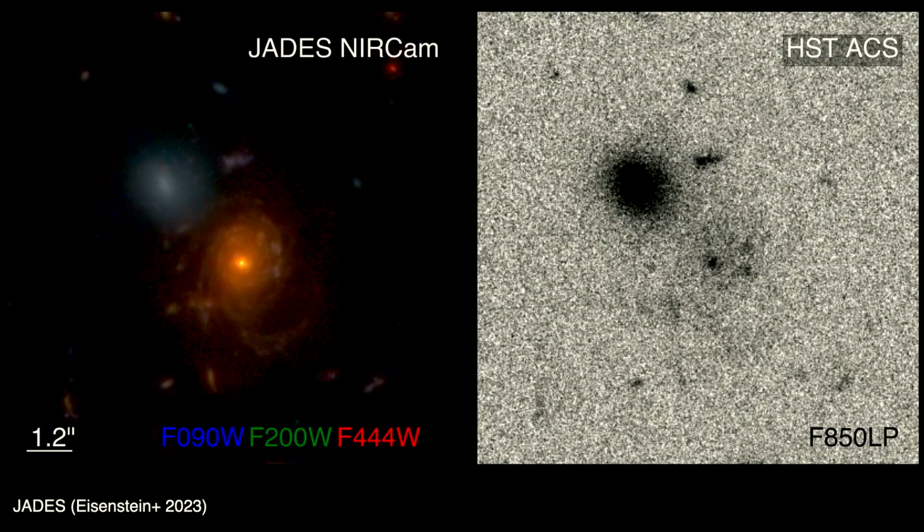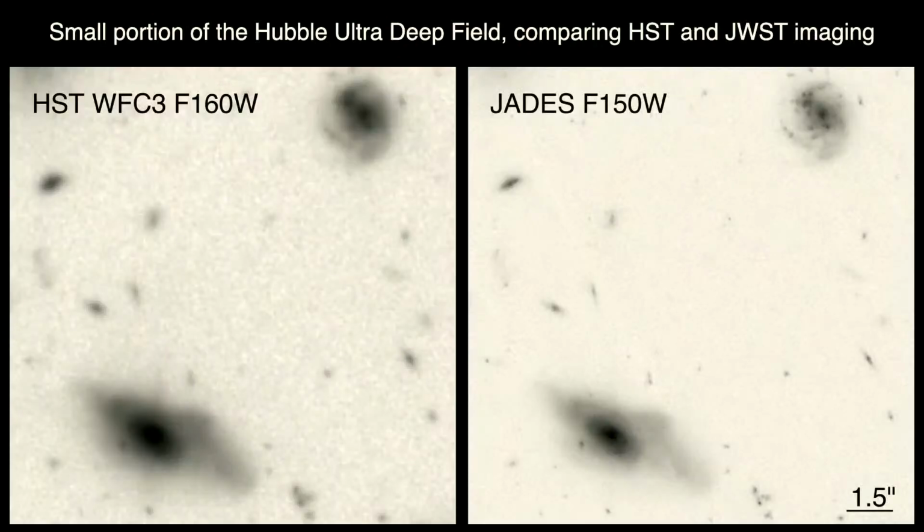Some comparisons with previous data sets. So this shows you a galaxy at a redshift of around 2, slightly above redshift 2. And it's hardly visible in the I band with HST. And then when we look at this with our JADES data at 1, 2, and 4 micron, you can see that this is a grand design spiral galaxy above a redshift of 2. It's really amazing.